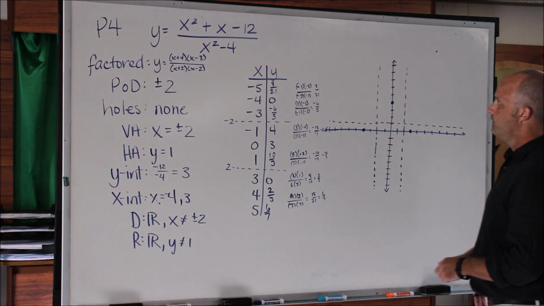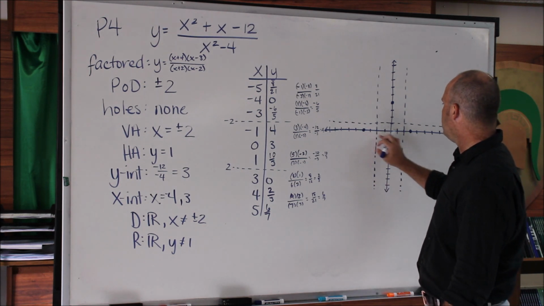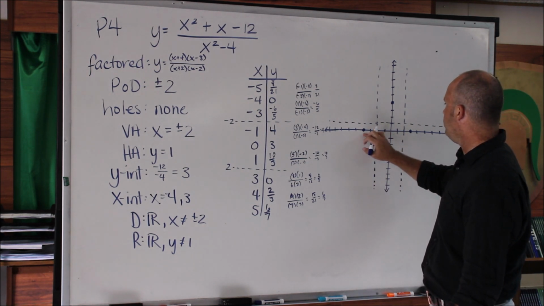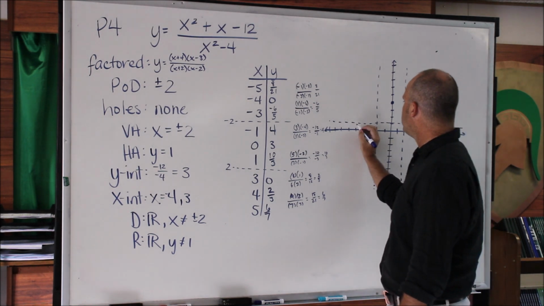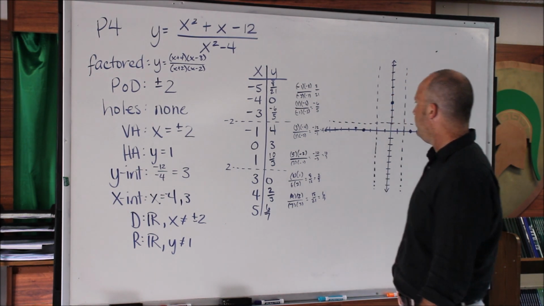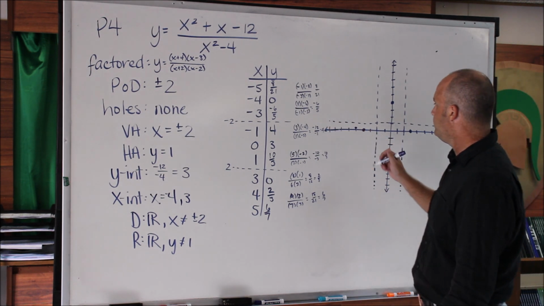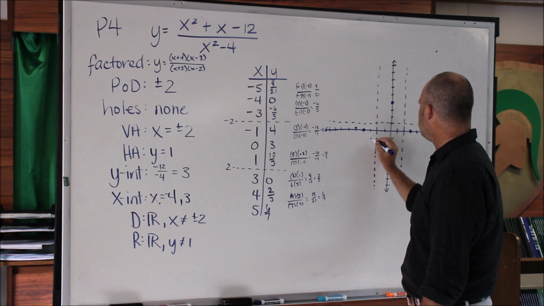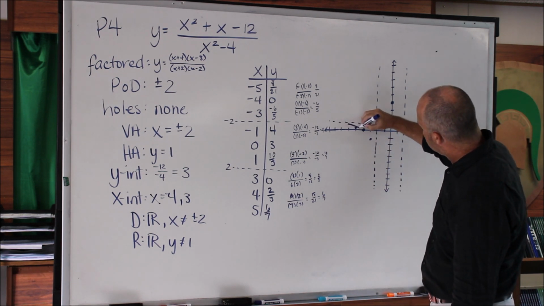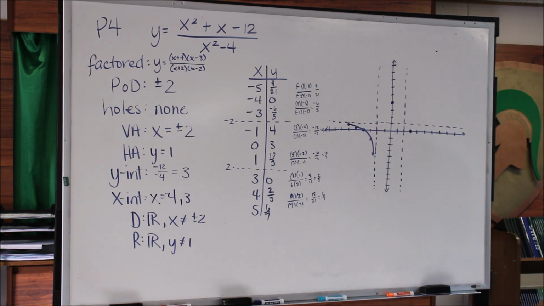So -5 and then 8 over 21. So let's see, we've got -1, 2, 3, 4, 5, and then 8 over 21 is going to be roughly 1/3. So we'll put a point in there. We've already got -4, 0, -3, and -6/5. So -6/5 is just a little bit greater than 1. So we can see that that is the left part of our graph.